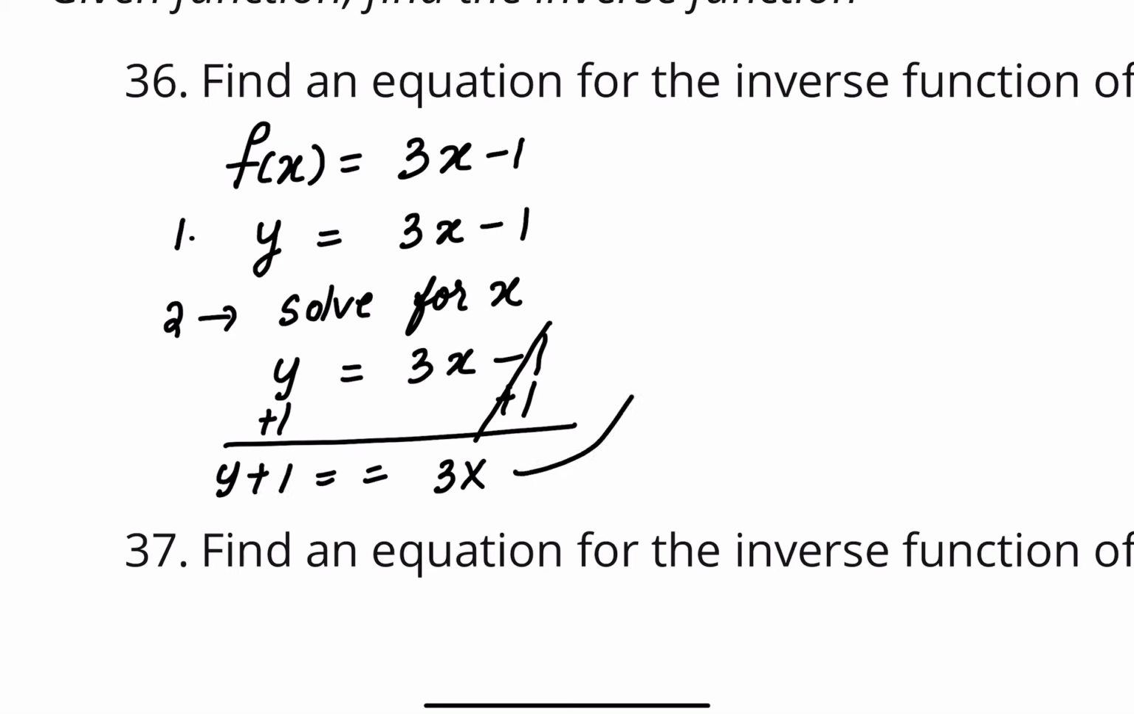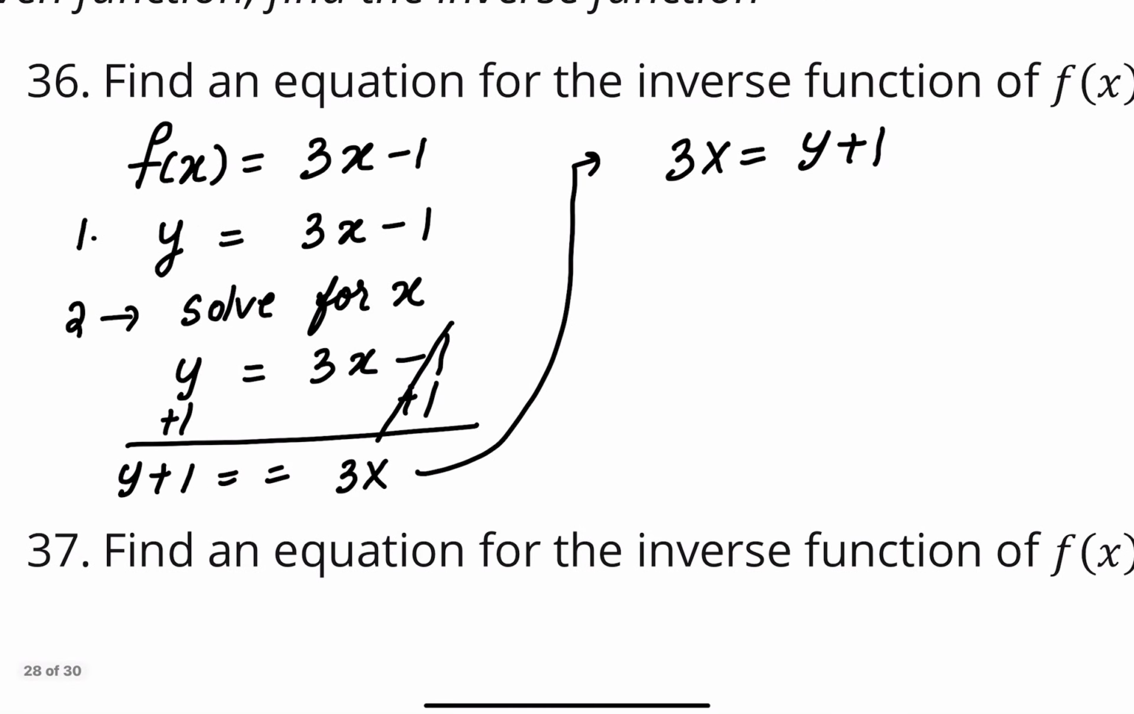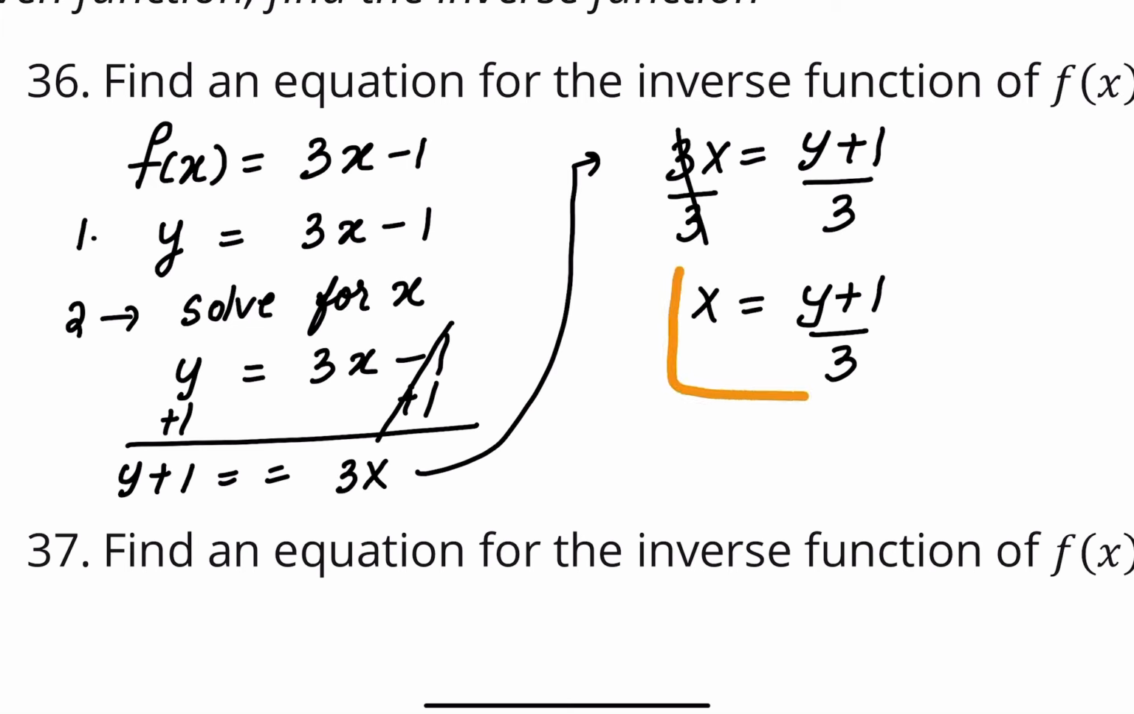I'm going to move this all the way up here. I have 3x is equal to y plus 1. And remember, I'm trying to solve for x, so I divide by 3 on both sides. And what do I have? I have x is equal to y plus 1 over 3. Once you get to the point where x is by itself, you're almost done finding the inverse.